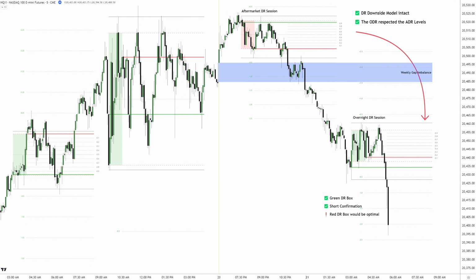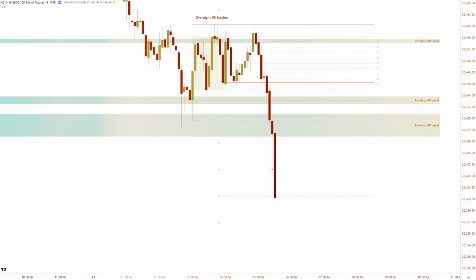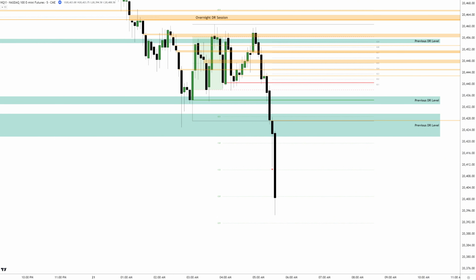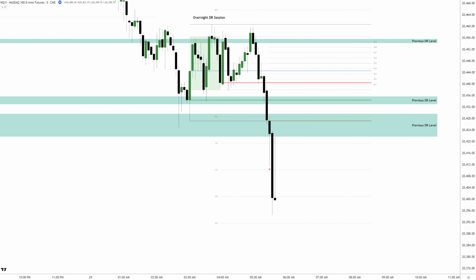A red DR box would ideally support this short setup even more, but with the green DR box we will need to stack several confluences to support the short trading idea. Looking to the left, we see some previous DR levels that can act as additional confluence, so let's highlight those. Returning to the current DR session, let's check for volume and gap imbalances. Several WIBs have supported the current downside move, and there's also an intraday gap imbalance created in the first hour of the session. Lastly, we will pay attention to open volume imbalances, as these will likely be rebalanced by price at some point and can act as magnets for price.